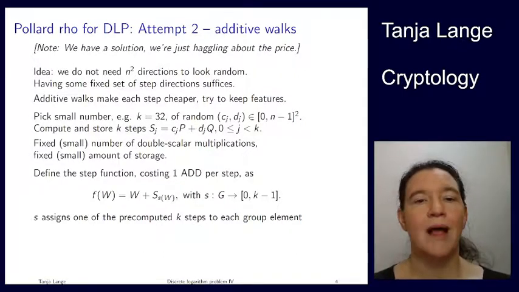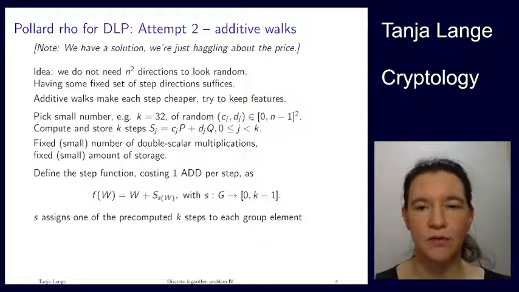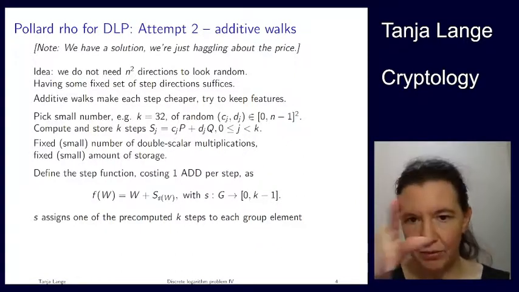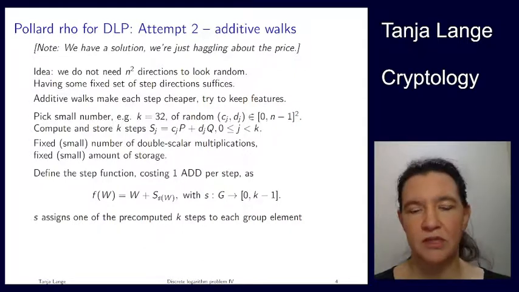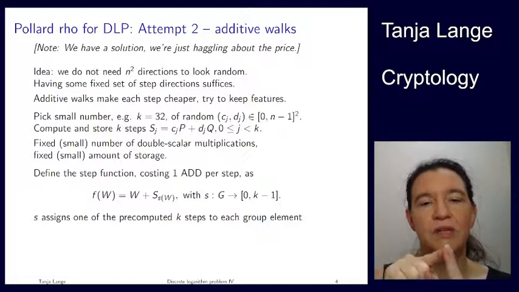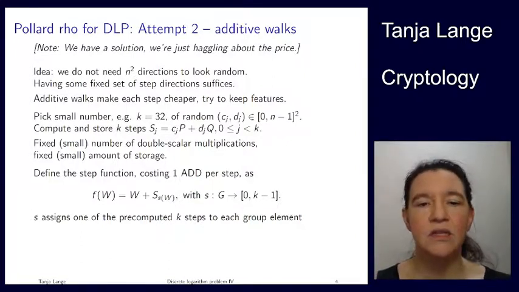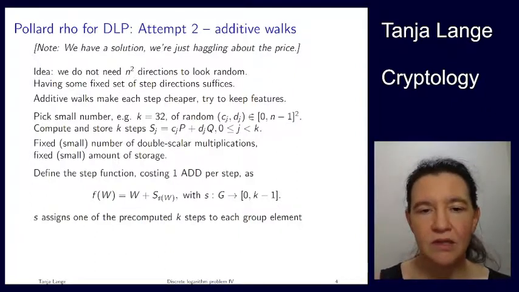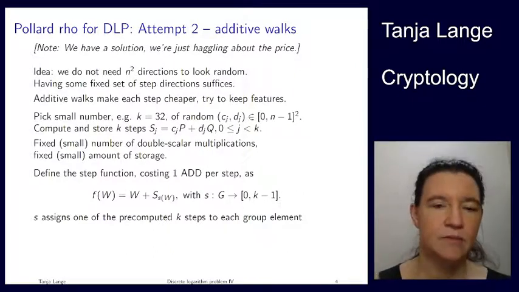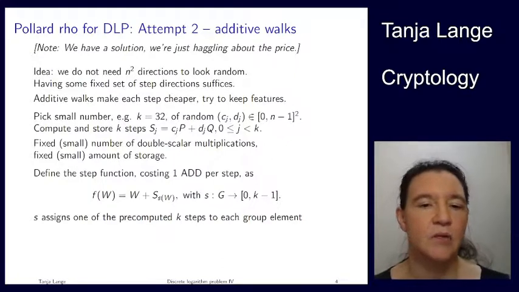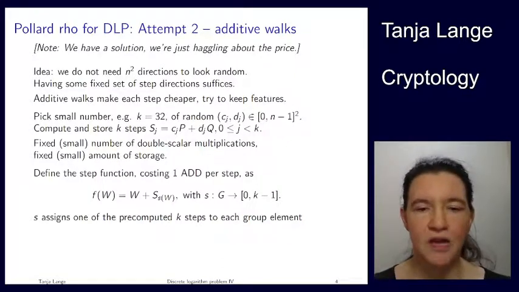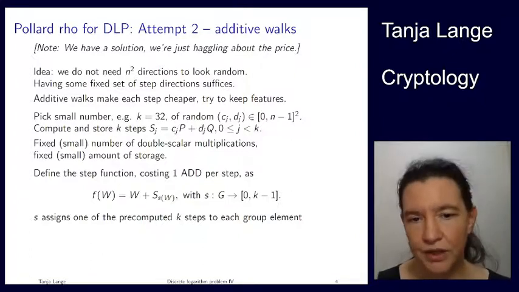Okay, so how do we select this? Remember, in order to have the Floyd cycle finding work, and in general to have the collisions come up, we need the step to be deterministic. So for this w, we always have to do the same step next. So again, we need a function that takes the group elements and deterministically assigns it the next step. In this case, all it does is choose the index. It picks one out of these 32 points, depending on what the representation of w is like. And so we're doing w plus this pre-computed point, and that's our next step. So we now have brought the cost down to just one addition.